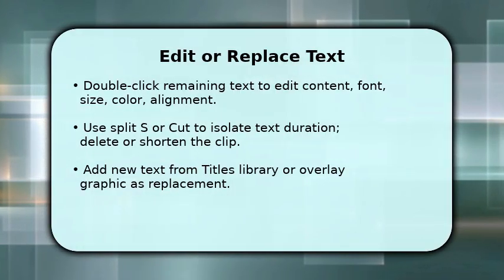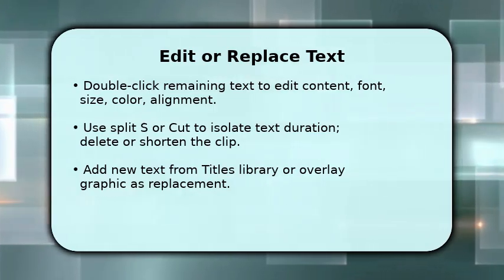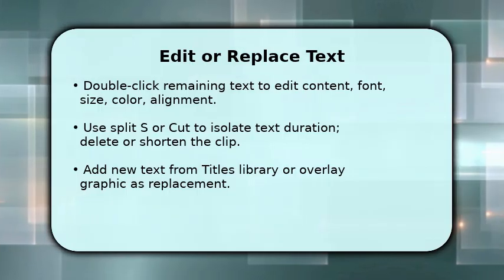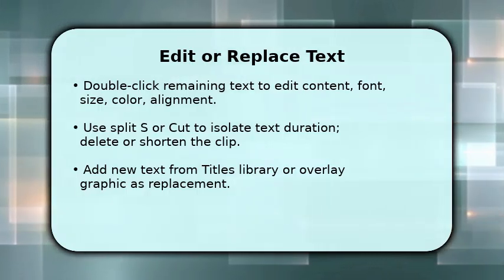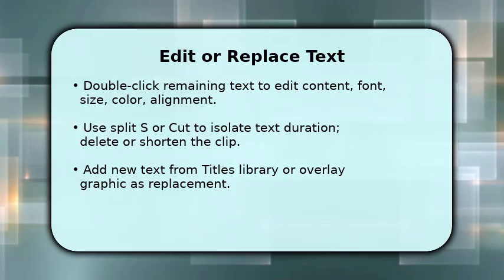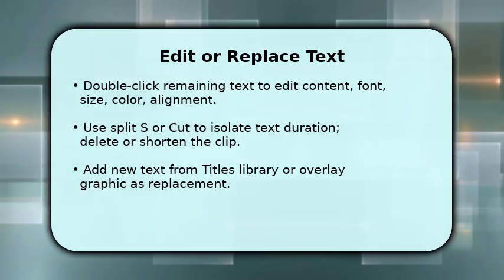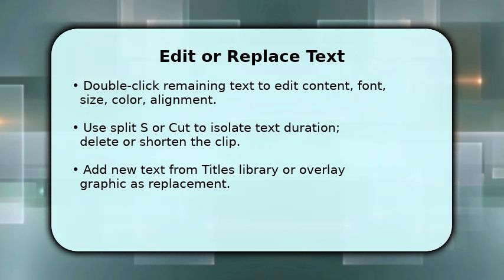To refine when text appears, move the playhead and use split to cut the text clip, then delete the unwanted segment or drag edges to trim duration. Once edited or removed, add a fresh title from the library if you need new wording or a different style to match the scene. If text is burned into the pixels, you can't delete it like a title.